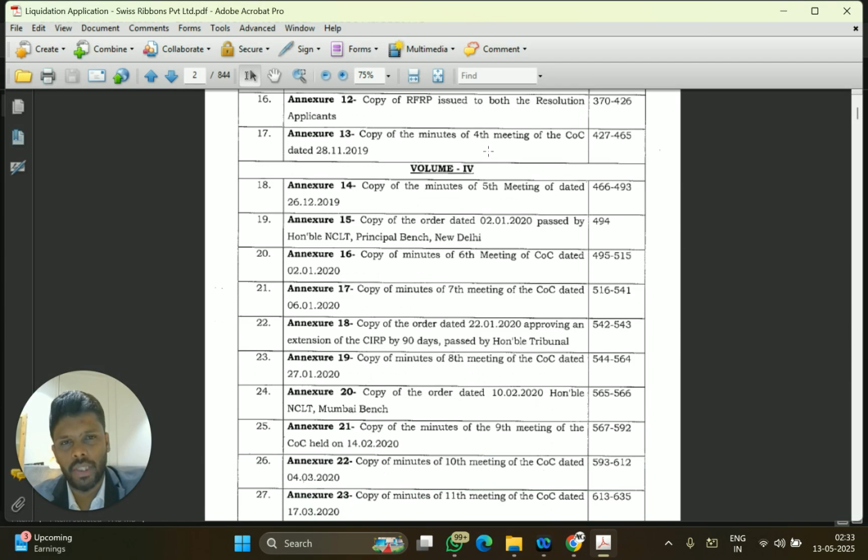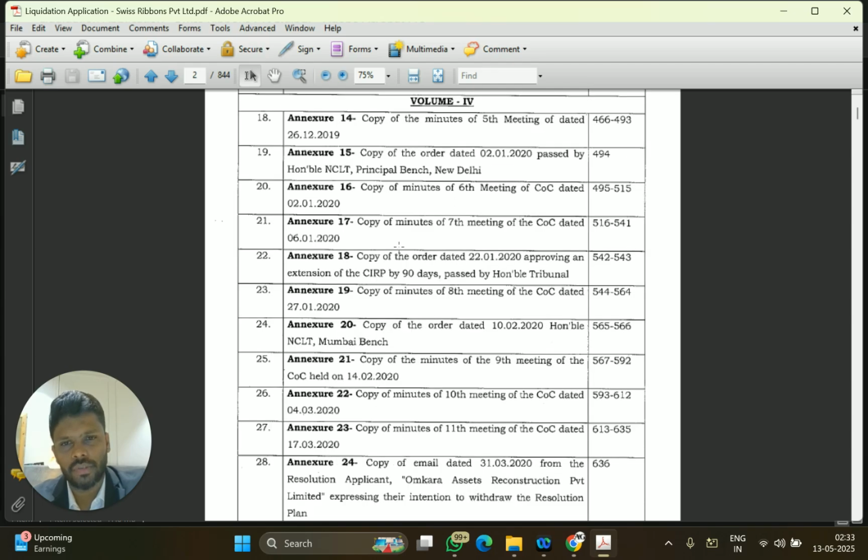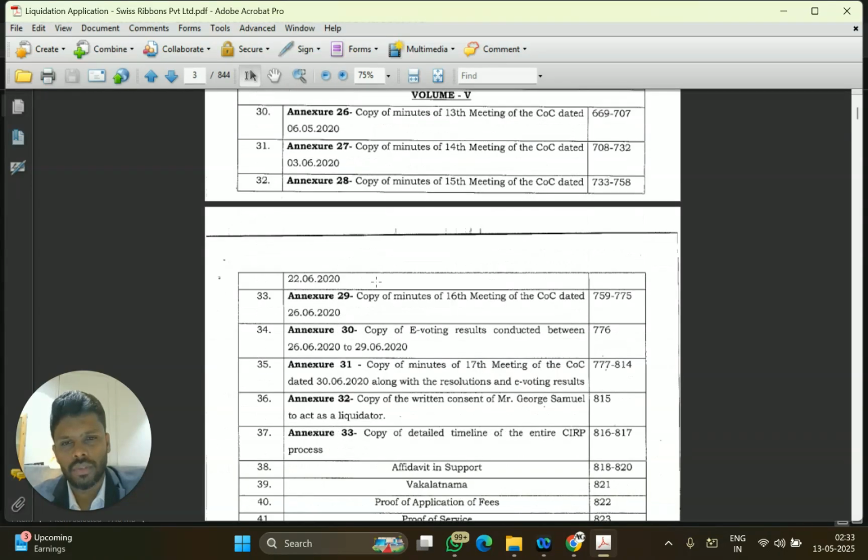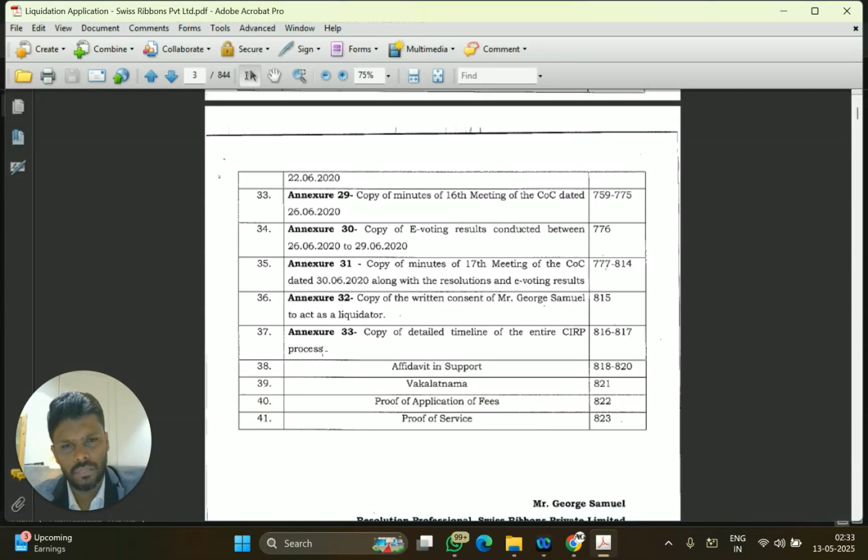All of this combined will be divided into volumes. Each volume will not have more than 200 pages. After annexures, there will be an affidavit in support. After the affidavit in support, there will be the wakalatnama, then proof of fees that we have paid while filing the application, and the proof of service.